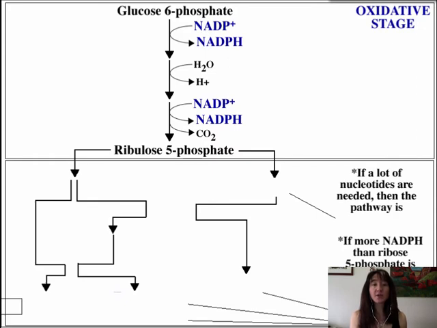NADPH is produced as the primary product here, and the ribulose 5-phosphate might go on into further steps to make ribose 5-phosphate, or if the cell just needs NADPH, the ribulose 5-phosphate can be recycled, and we'll see in a minute how that happens.